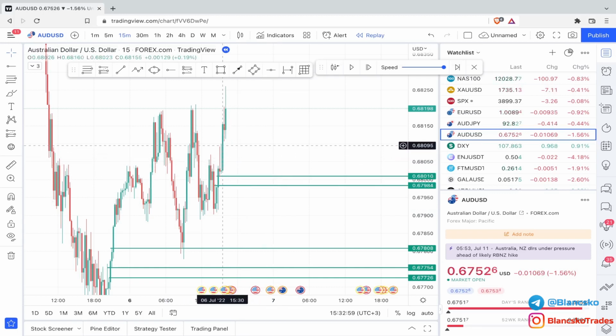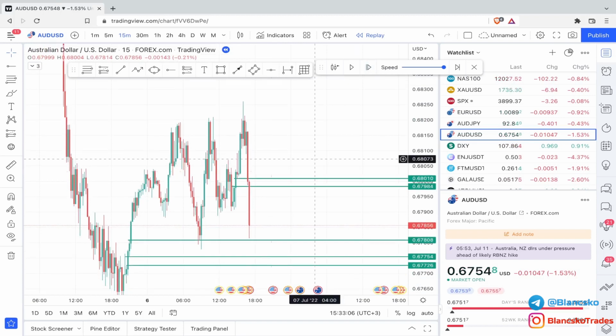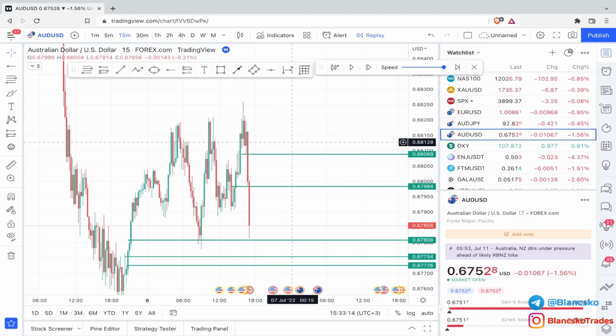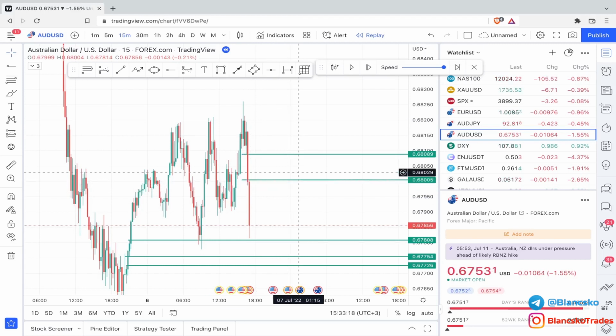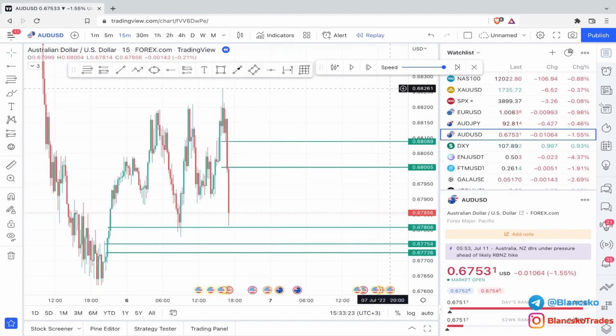And then we have some imbalance between these two, but I'm not going to mark that out because it's not that important. And as you can see, it filled immediately after, it filled this one as well, and then left another gap behind. Okay, another aggressive push to the downside left this imbalance in the market. So it looks like it wants to fill this gap right here. Let's see if it does.